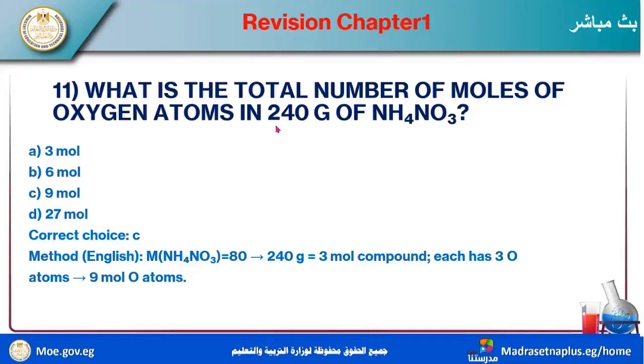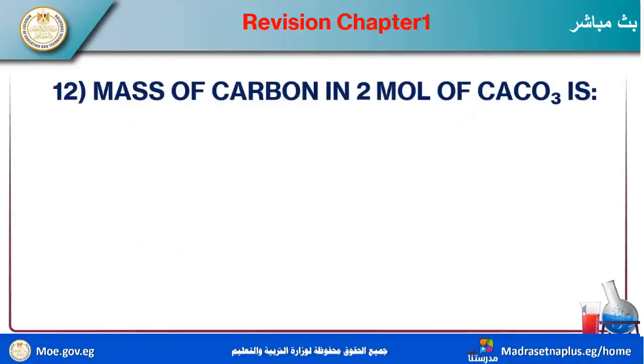So we have 240 grams of NH4NO3, and we must divide it by this number, which equals 3 moles. If you want the number of moles, it equals 3. If you want the number of molecules, it is 3 times 6.02 times 10 to the power 23. Anything you want, you can calculate easily using the laws. Okay, this is the true answer: 3 moles.